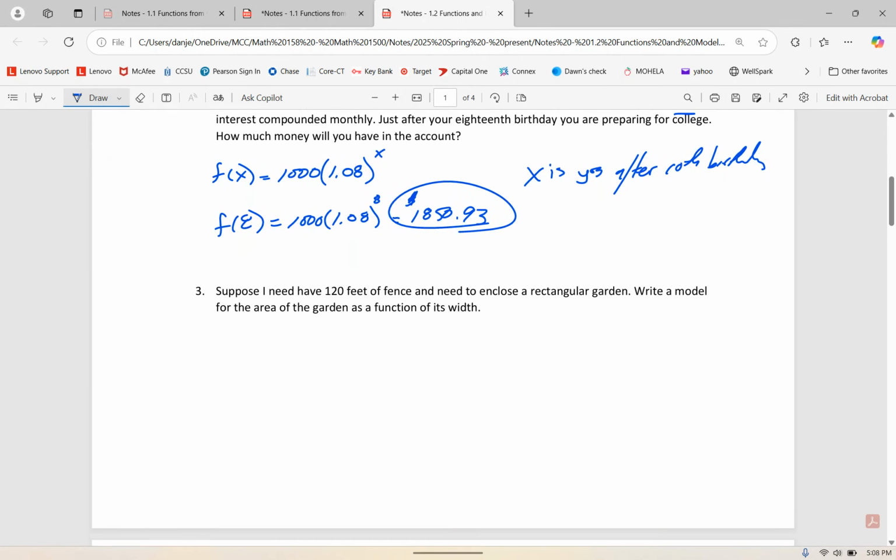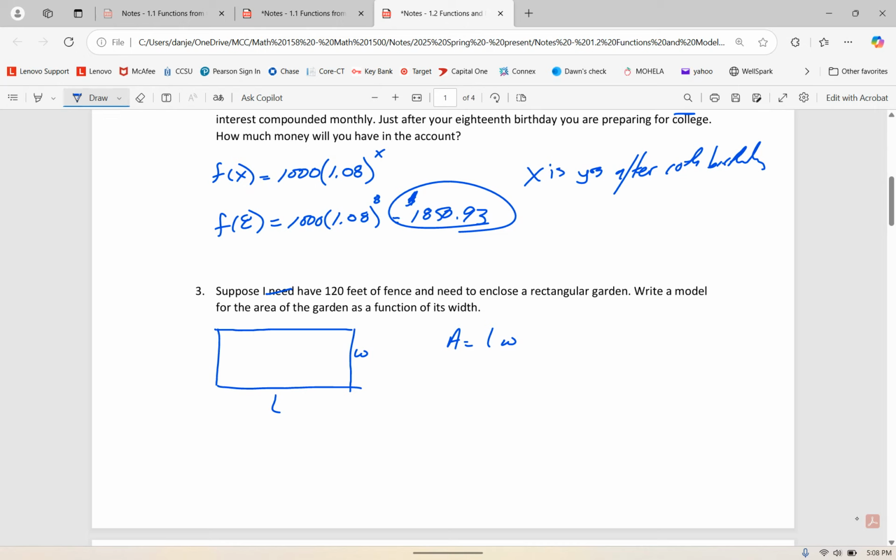Third example, suppose I have 120 feet of fence and I need to enclose a rectangular garden. Write a model for the area of the garden. Now the garden is going to be rectangular. Here's the length and here's the width. We know that area is length times width.